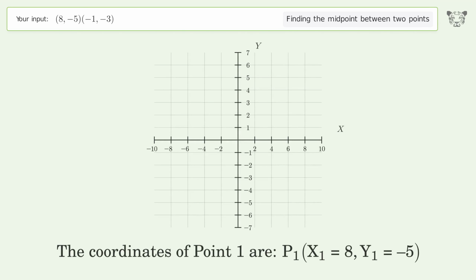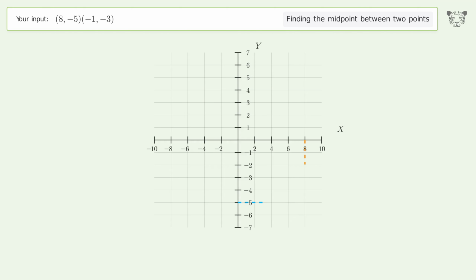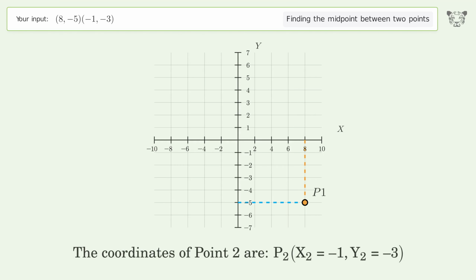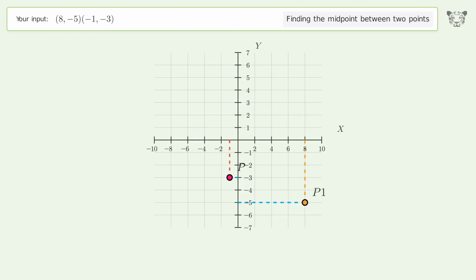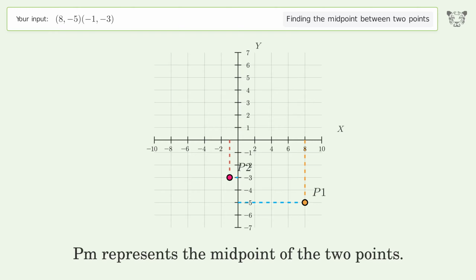The coordinates of point 1 are, x1 equals 8, y1 equals -5. The coordinates of point 2 are, x2 equals -1, y2 equals -3. PM represents the midpoint of the 2 points.